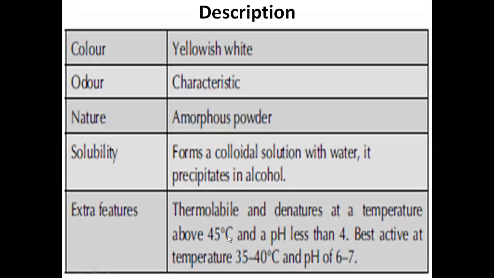The extra features: it is thermolabile and denatures at temperatures above 45 degrees centigrade. That's what we saw in the last class in enzyme properties, that most enzymes are thermolabile, right? So they denature at high temperature, and at a pH less than 4 they also denature. It is most active at a temperature of 35 to 40 degrees centigrade and a pH of 6 to 7. That is applicable to almost all enzymes: temperature and pH have a major role in the activity or action of that particular enzyme.